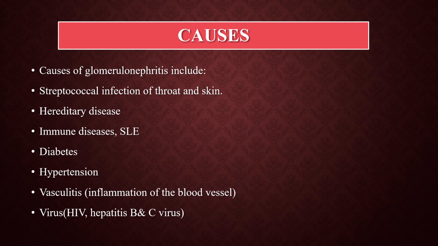Next one is the main causes of glomerulonephritis. It includes streptococcal infection of throat and skin, hereditary diseases, immune diseases, diabetes, hypertension, vasculitis, that is inflammation of the blood vessel, and also viral infections like HIV, hepatitis B and C virus.